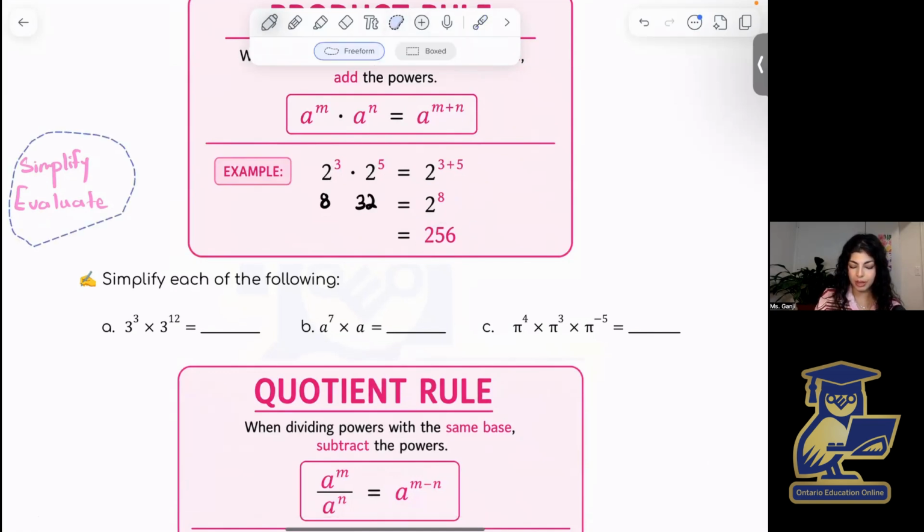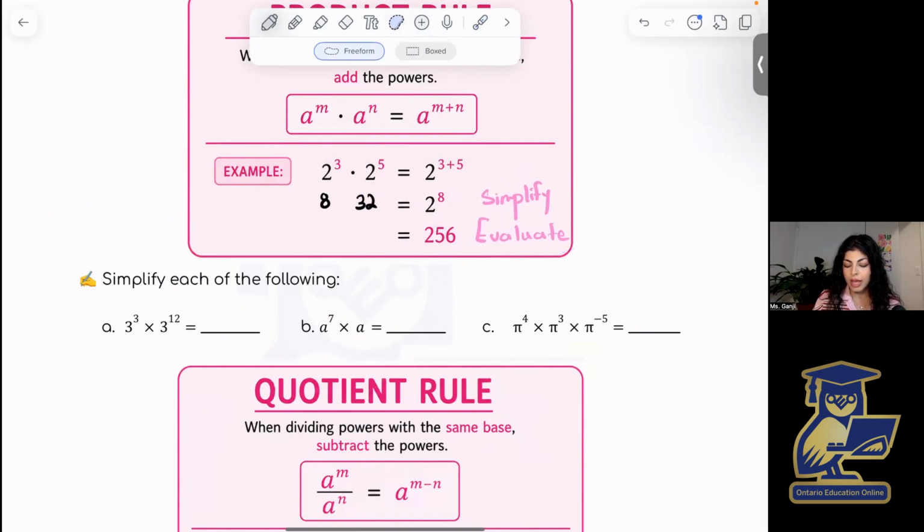So actually, maybe let me write these beside this. If you were asked to simplify, your answer would be 2 to the power of 8. But if you're asked to evaluate, your answer should be 256. So keep in mind this is simplify. I'll give you a minute, try these on your own, and then I'll show you the answers.